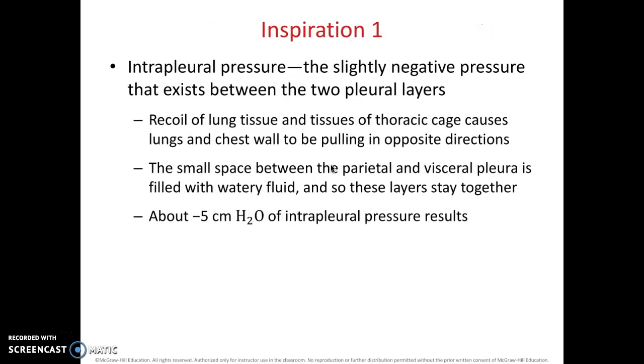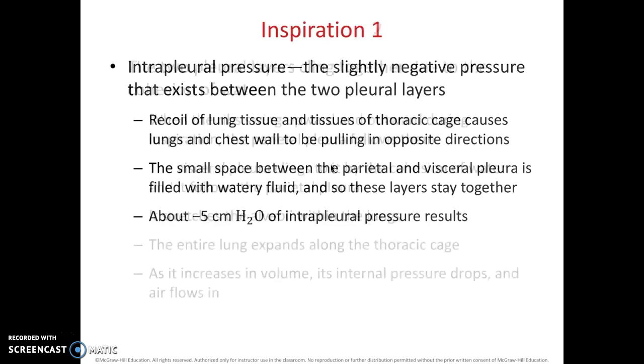With inspiration, the intrapleural pressure is the slightly negative pressure that exists between the 2 pleural layers. The recoil of lung tissue and tissues of the thoracic cage causes the lungs and chest wall to pull in opposite directions. The small space between the parietal and visceral pleura is filled with fluid, and these layers stay together. So about -5 centimeters of water of intrapleural pressure results. Definitely keep in mind that intrapleural pressure plays a large role in respiration.